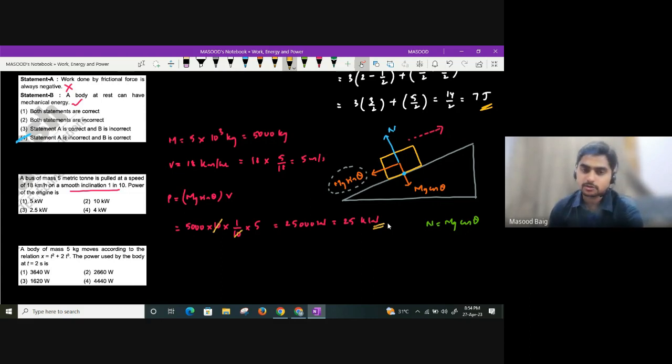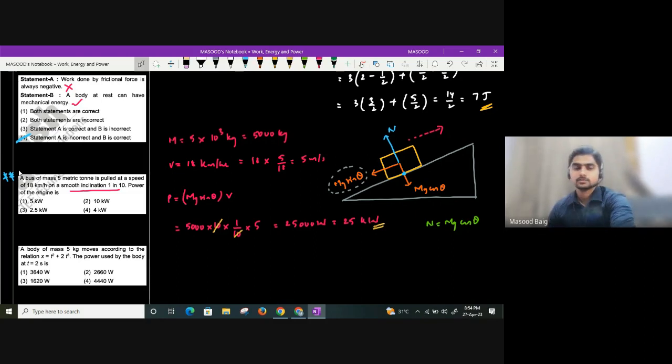I think we have done that in laws of motion. A bus of mass 5000 kg is pulled at a speed 18 km per hour. Inclination is given 1 in 10. Answer should be 25 kilowatt, guys. Okay. Here also there is some mistake given. It should be 25 kilowatt. Understood, all of you?